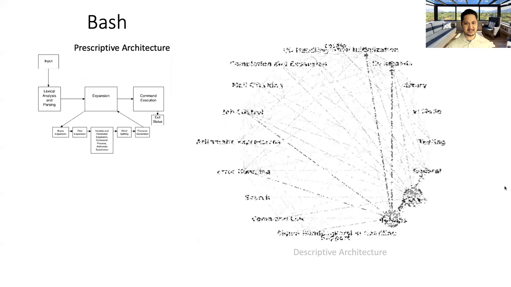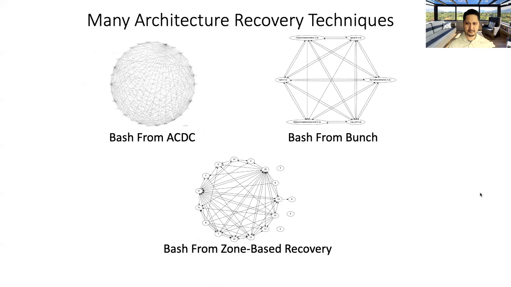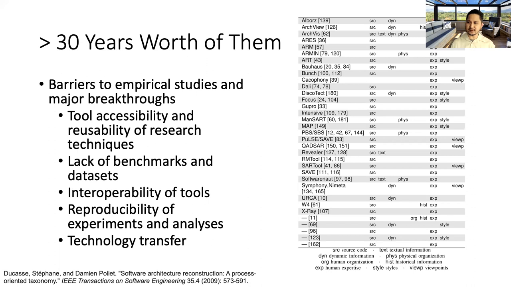So how do we get architectures like this? We use some form of architecture recovery, like the one shown here, that can result in different components at different granularities or levels of abstraction and different dependencies. In just the space of architecture recovery, there are more than 30 years of such techniques, a sample of which is shown on the right, categorized based on their input types.